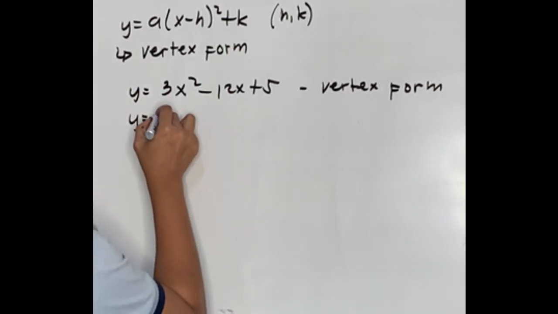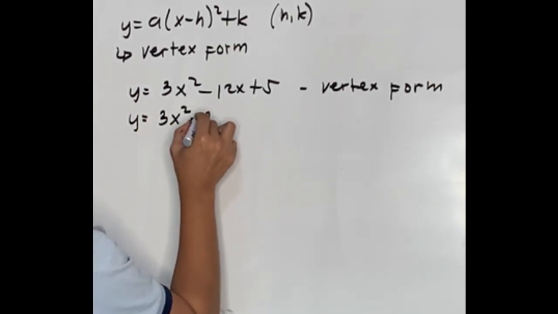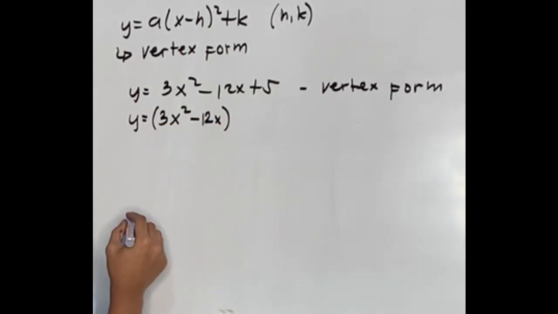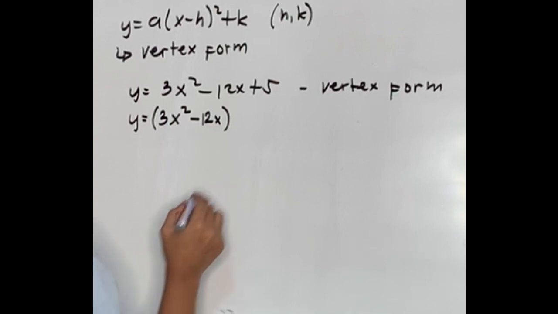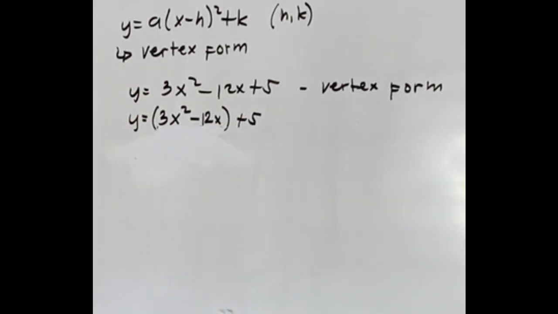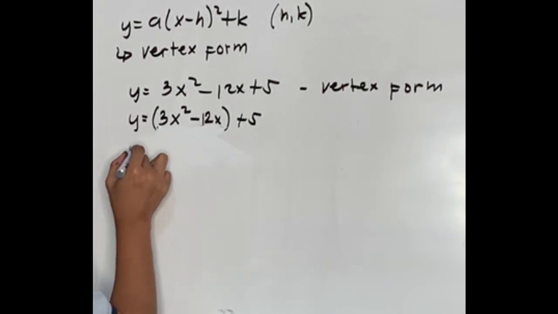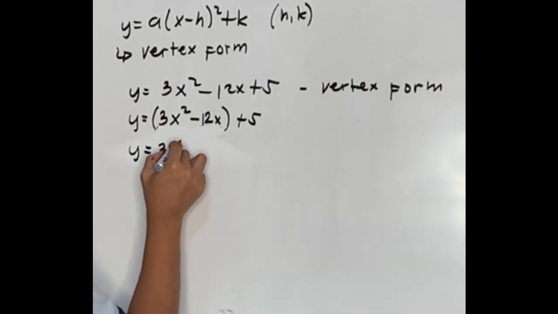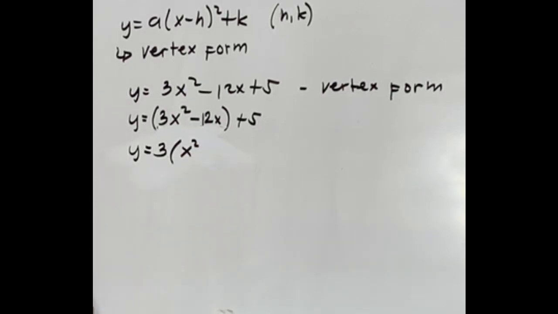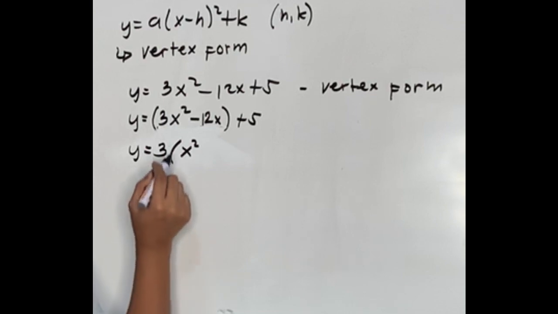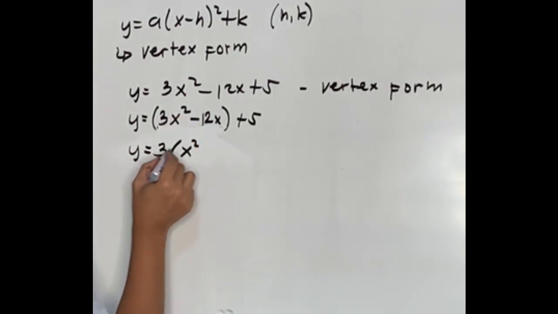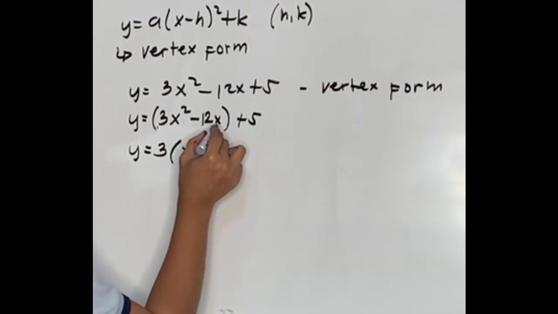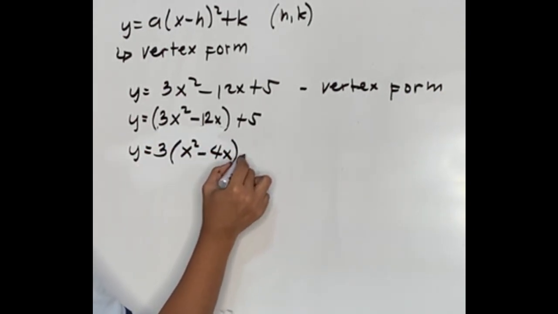So let us first regroup the first two terms in the quadratic function. So y is equal to 3x squared minus 12x plus 5. In this case, we need to factor out 3 in the group so that we will have the coefficient of our quadratic term to be equal to 1. So y is equal to 3 times the quantity x squared, and since we will be factoring out 3, we will divide 3x squared by 3, so you will have x squared, minus 12x divided by 3 is 4x, plus 5.